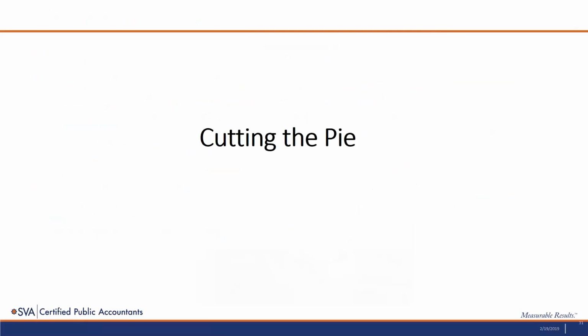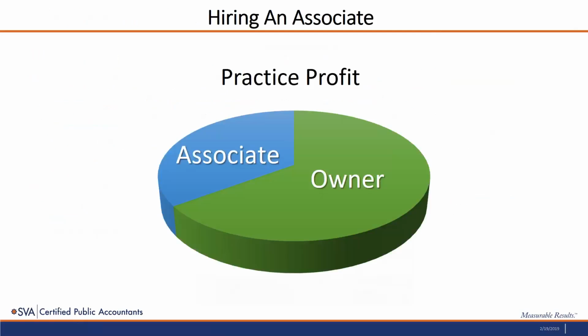The last thing we really wanted to talk about before we wrap up today is the idea of cutting the pie within your practice. So as we think about a practice, we've got a practice that generates a substantial amount of profit every year, and as we bring in a new associate, we start to take the pie that is that practice profit, and instead of all of it being available to the owner to pull out as compensation and benefits, now we've got to look at taking a slice out of that pie for the associate.